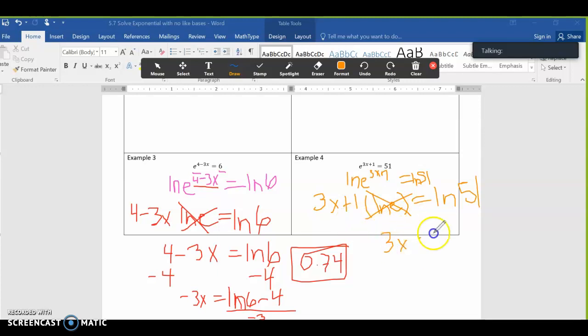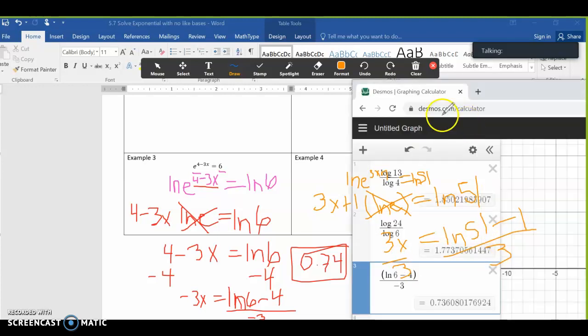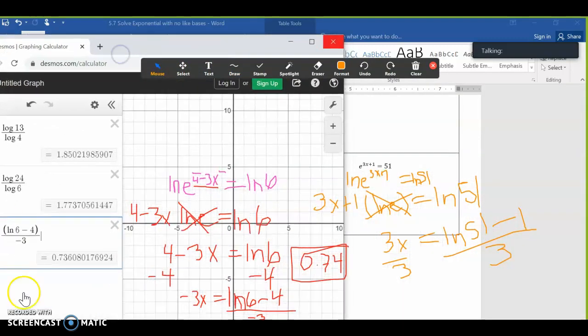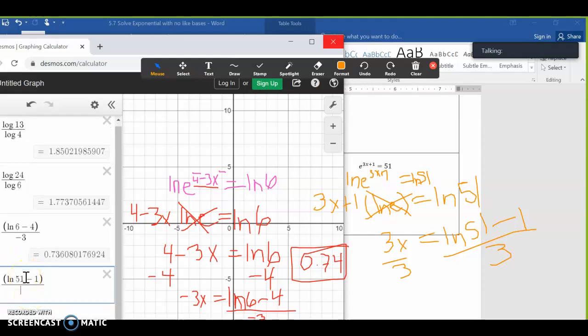So I'm going to subtract 1 from both sides, so that's ln 51 minus 1. Divide both sides by 3, and then I'm just going to go back to my calculator and type it in. So ln 51 minus 1, divided by 3, is 0.98. Okay. And that's basically it.